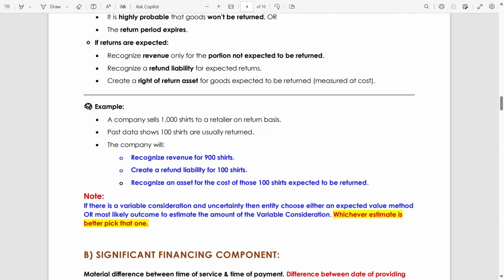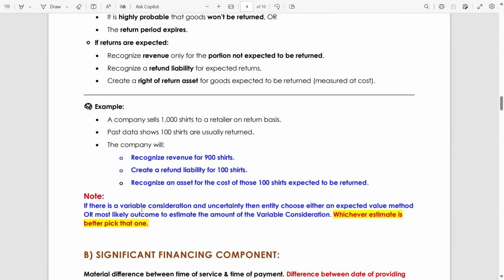The company will recognize revenue for 900 shares, create a refund liability for 100 shares, and recognize an asset for the cost of those 100 shares expected to be returned. I want you all to write a journal entry for this example. I've explained everything in this example, but I just want a journal entry from all of you.